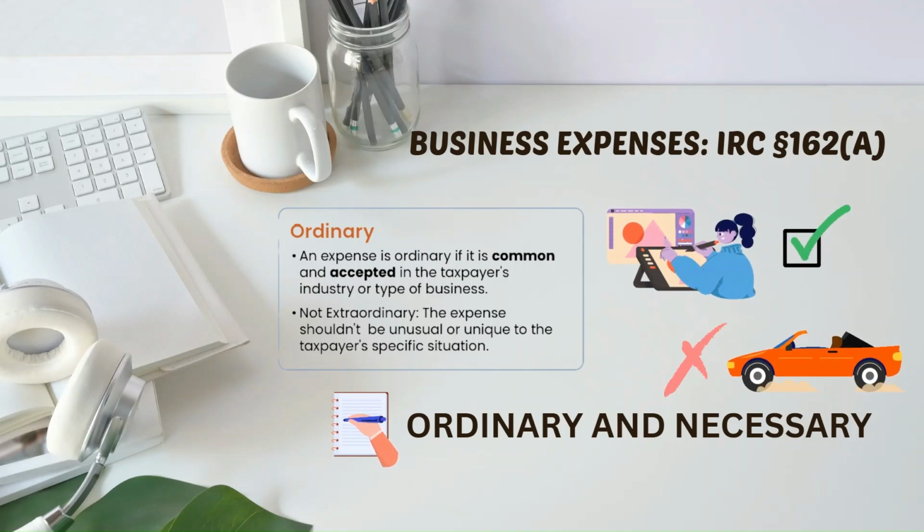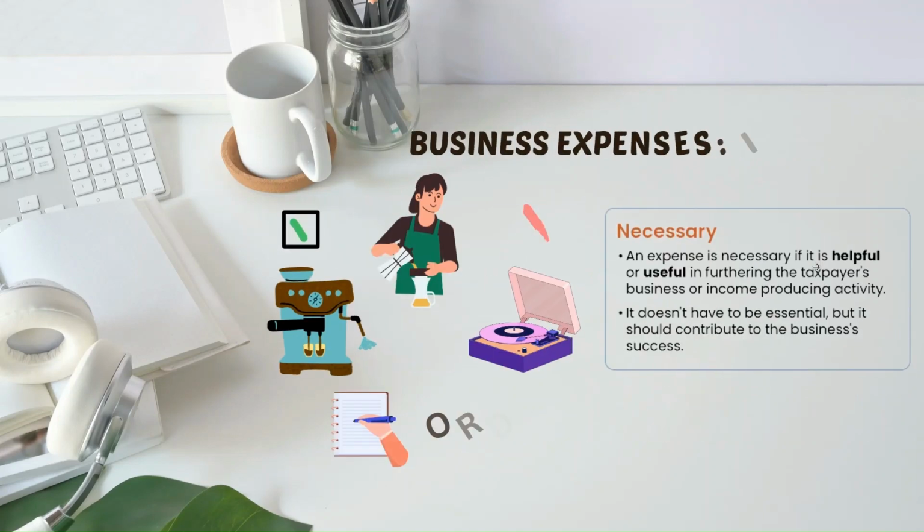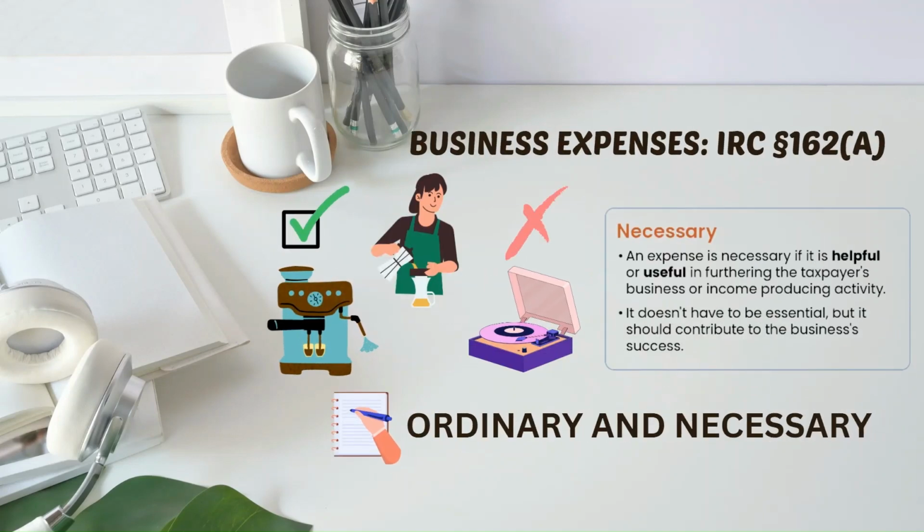For necessary, let's say you own a small coffee shop. Purchasing a commercial espresso machine is a necessary expense because it is essential for preparing the coffee drinks your business sells. The machine is directly related to the core operation of your business, making and selling coffee. Without it, you cannot effectively serve your customers.